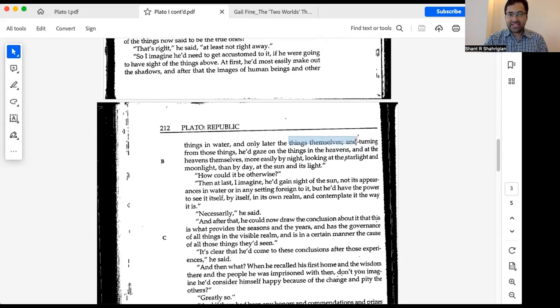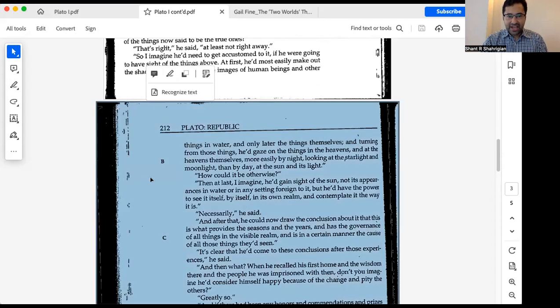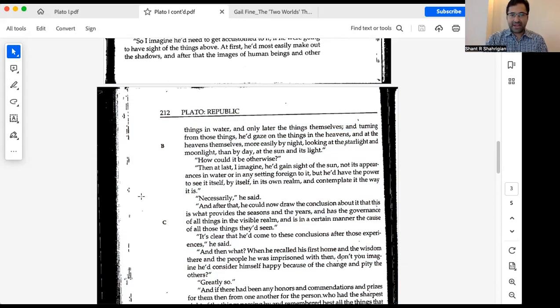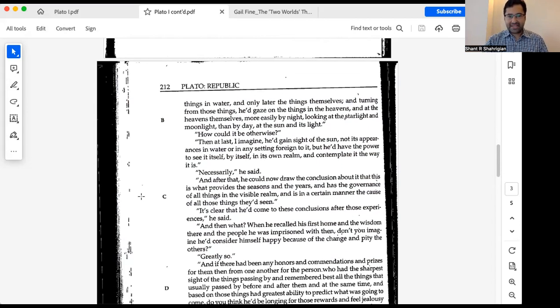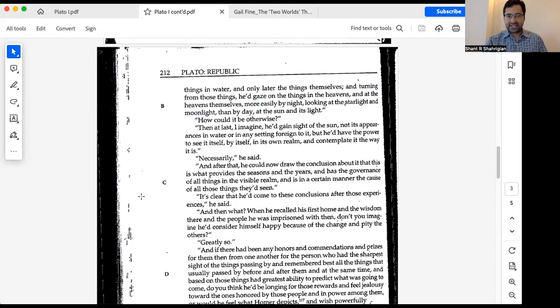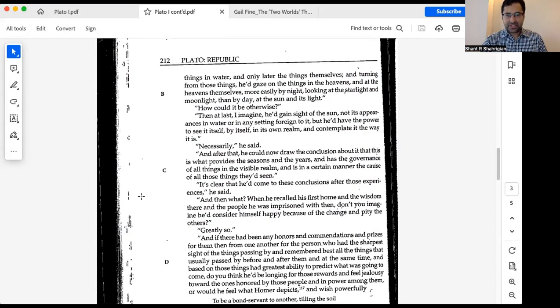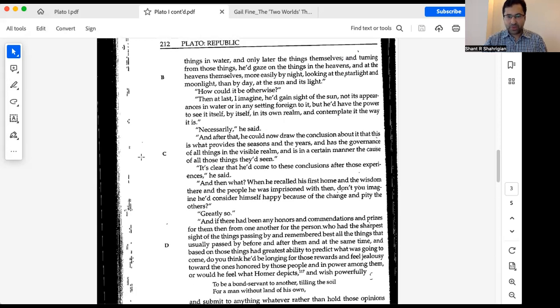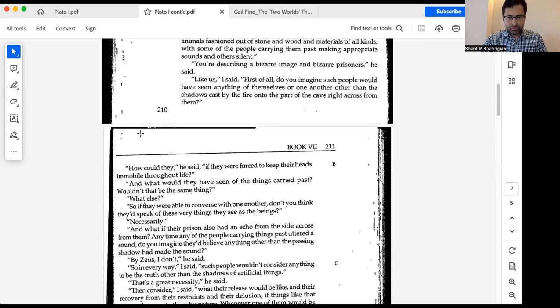And turning from those things, he'd gaze on the things in the heavens, and at the heavens themselves, more easily by night, looking at the starlight and moonlight than by day, at the sun and its light. Last, I'd imagine he'd gain sight of the sun, not its appearances in water or in any setting foreign to it, but he'd have the power to see it by itself, in its own realm, and contemplate it the way it is.